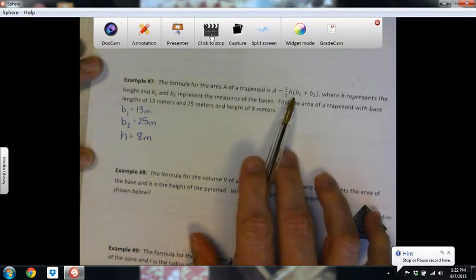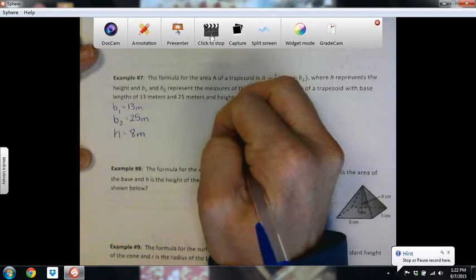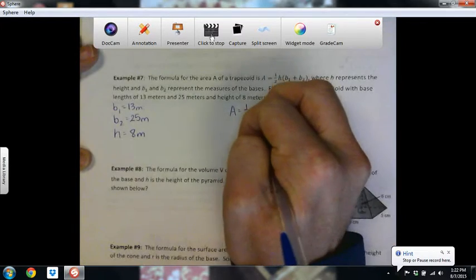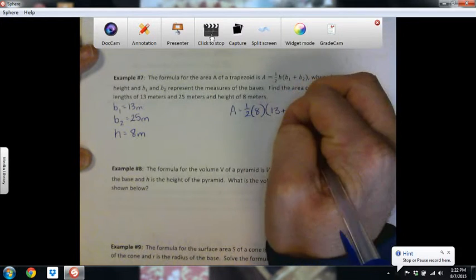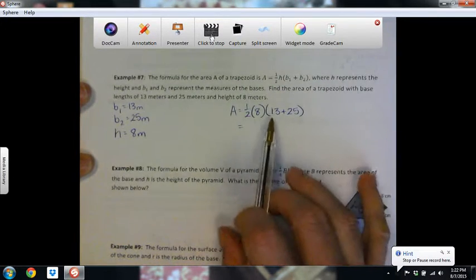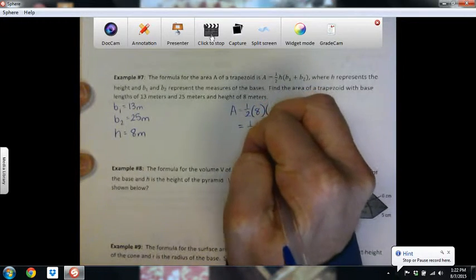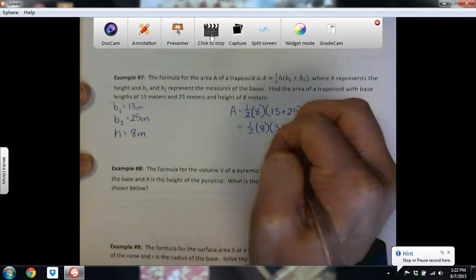So I have 3 variables that I can plug into this formula. And so even though it's a word problem, you're doing the exact same thing that you were doing on those previous problems. I have A equals 1/2. Instead of the H, I'm going to write 8. Instead of B1, I'm going to put 13. And instead of B2, I'm going to put 25. So then I solve this the same way I did those other problems. I do inside the grouping symbols first, 13 plus 25, so I'm going to do 1/2 times 8, and this is going to give me a 38.